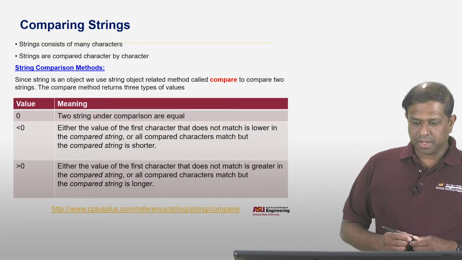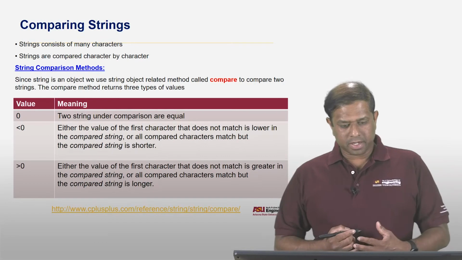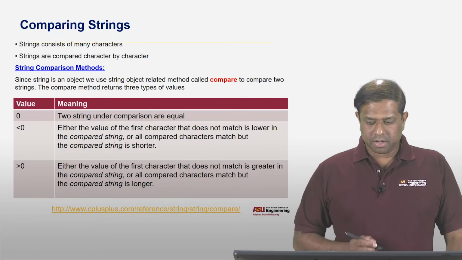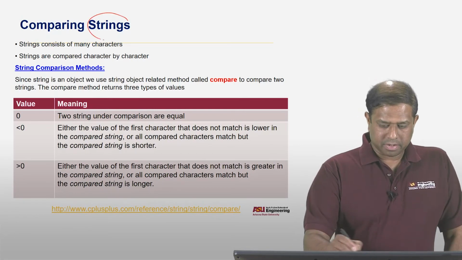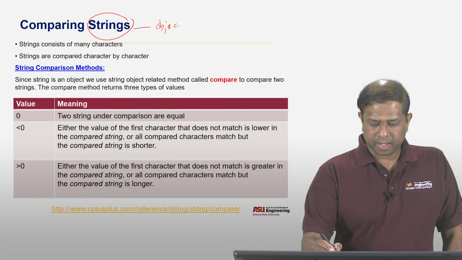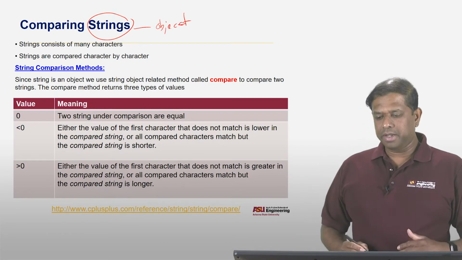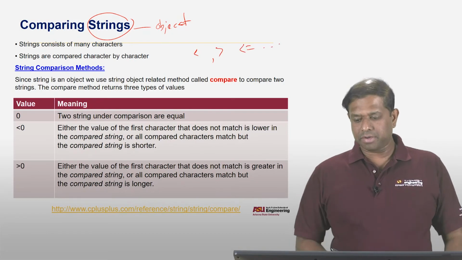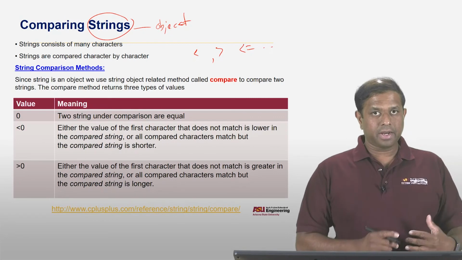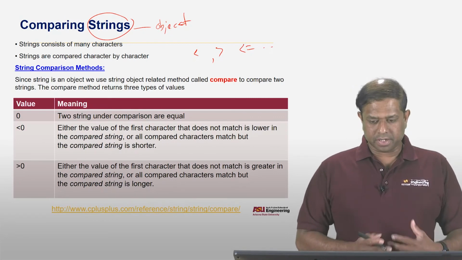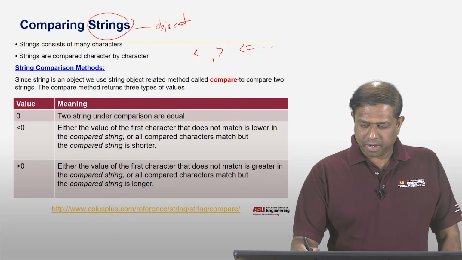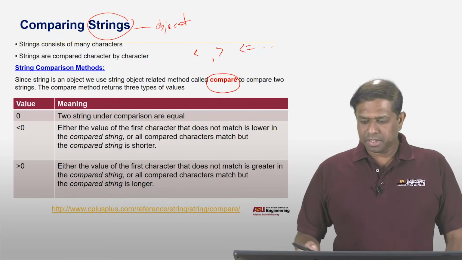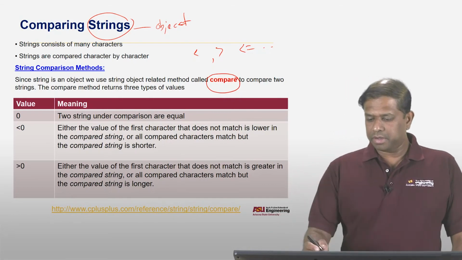All right, now let's look at string comparisons. Comparing strings is a little bit more involved than comparing characters and numbers. Since a string is an object, we cannot directly use the greater than, less than, or equal to, greater than or equal to operators in comparing data stored in strings. So what we have to do instead is use methods associated with the string object for comparison, right? Now there's a method called the compare to method.